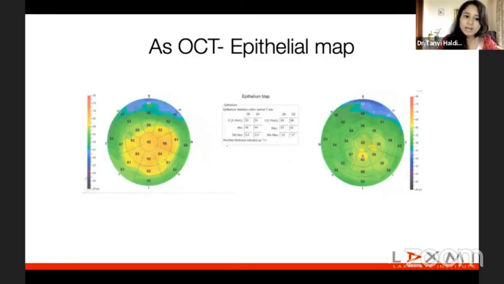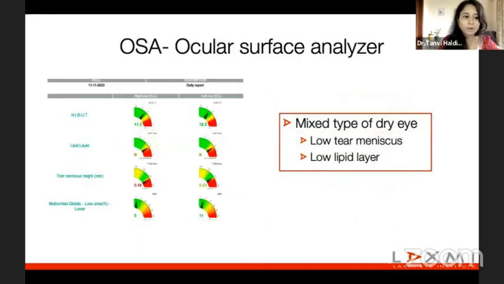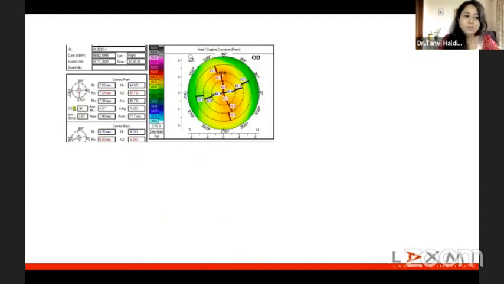And then when I repeated his refraction, sometimes he was accepting cylinders even up to 1.5 diopters just to see 6x6, which he didn't need at all before. His ocular surface analyzer showed a mixed type of dry eye. So his topography, which was done on the first visit, was fairly all right. It didn't show any stark red flags.